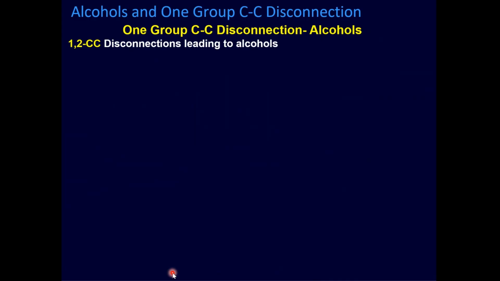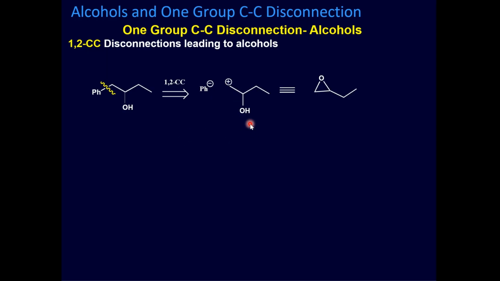1,2 disconnection leading to alcohols. I have the corresponding alcohol. I'll break over here, 1,2 disconnection. Ph minus is the donor synthon. This is the acceptor synthon. To get this acceptor synthon, this is the positive center, this is electron rich. This combines with this epoxide. The epoxide I treat with phenyl magnesium halide. Ring opening takes place and I get the corresponding alcohol.